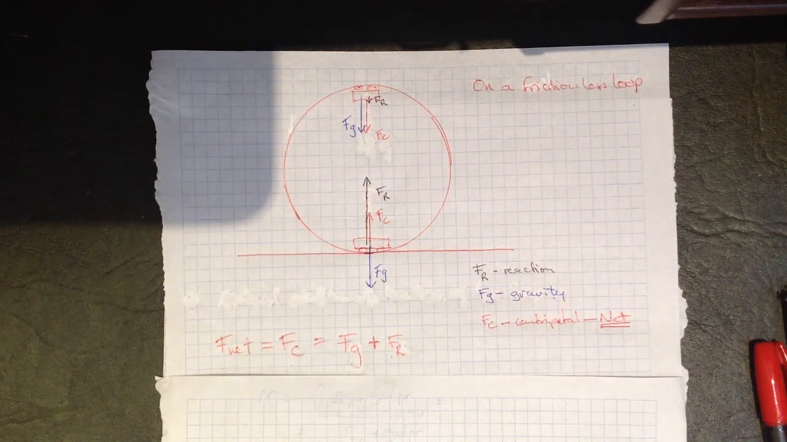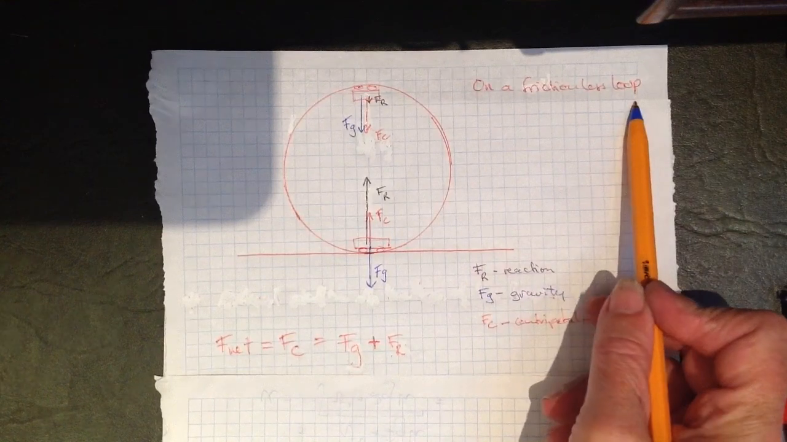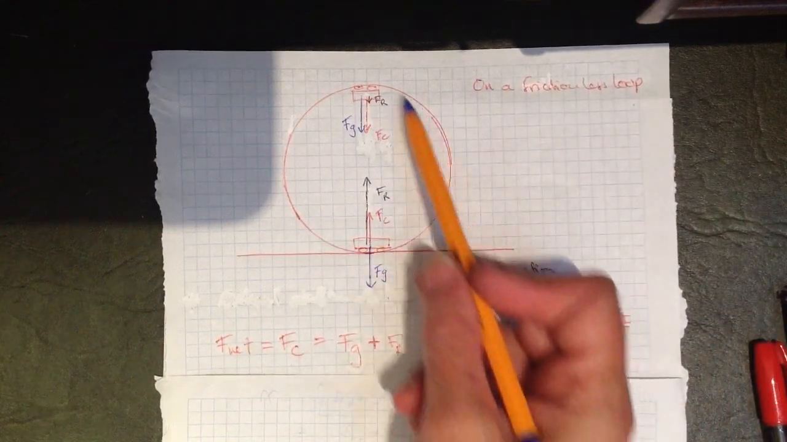Hi everyone, I'm just going to quickly go through this problem of the loop. As you recall, we have a scenario where we have a frictionless loop and a car that's going to travel around the loop.